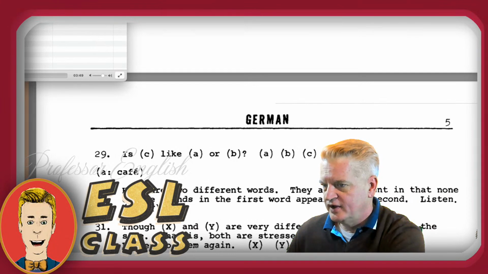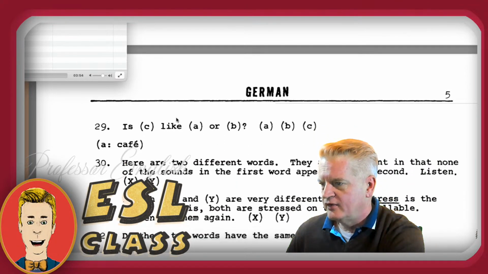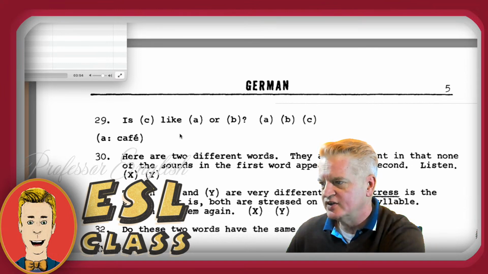30. Here are two different words. They are different in that none of the sounds in the first word appear in the second. Listen. Sprechen. Langsam. 31. Though X and Y are very different, their stress is the same. That is, both are stressed on the same syllable. Listen to them again. Sprechen. Langsam.